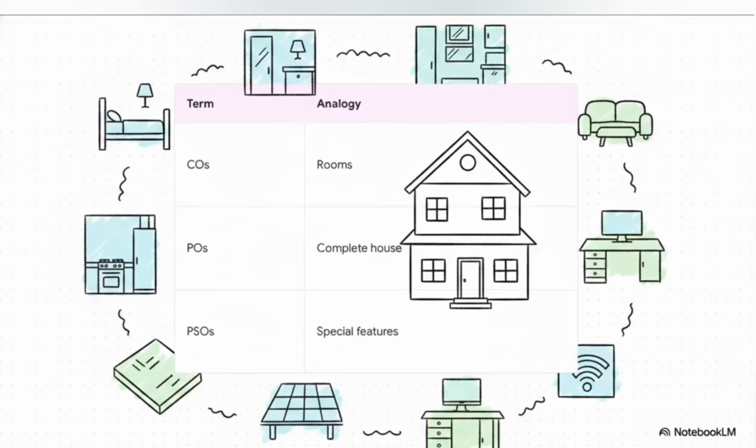And finally, the program-specific outcomes, the PSOs, are those special custom features added based on the owner's specific needs, like maybe a built-in home office, a smart home system, or solar power on the roof. Every room, the CO, contributes to the overall house, the PO, while the special features, the PSOs, make it perfectly suited for its specific purpose, whether that's IT or mechanical engineering.